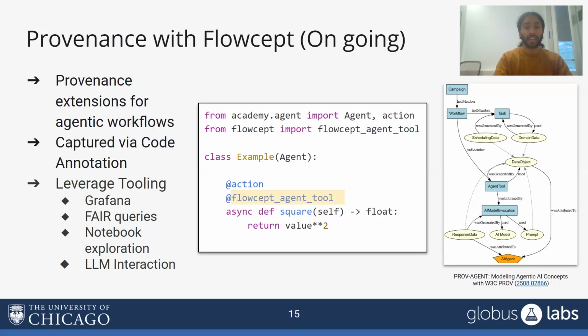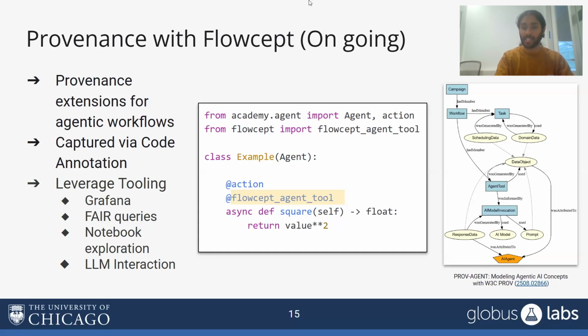So with that, you can annotate different actions with a Flowcept decorator as well, and that allows you to capture agent-specific extensions to your typical provenance annotations. These are things like a decision is attributed to an AI agent, or data was attributed to an LLM call or used a certain prompt.